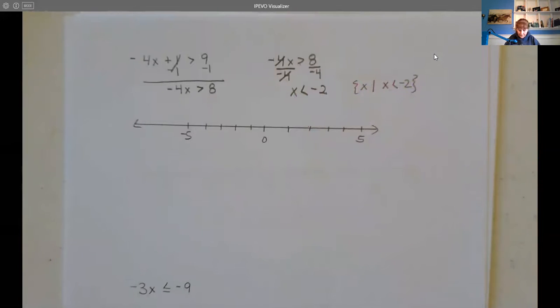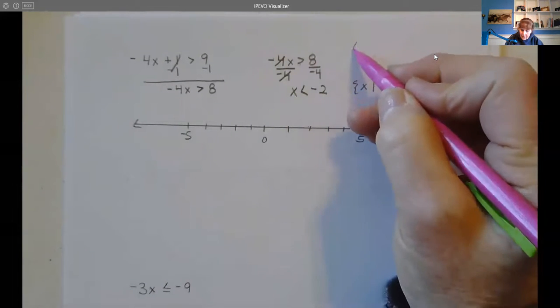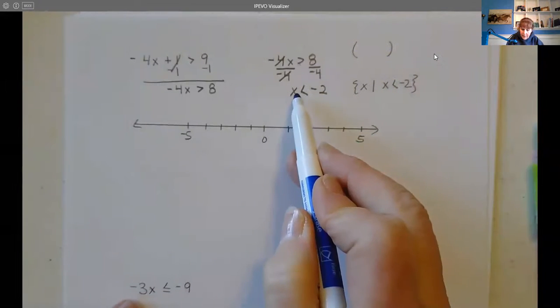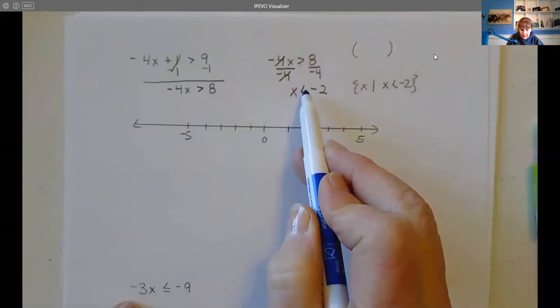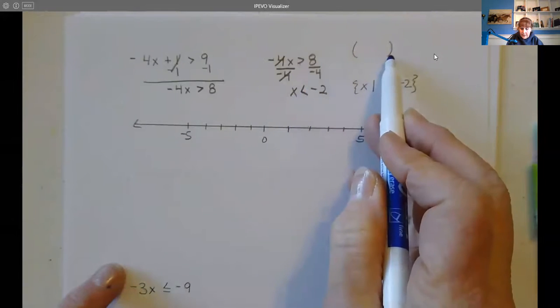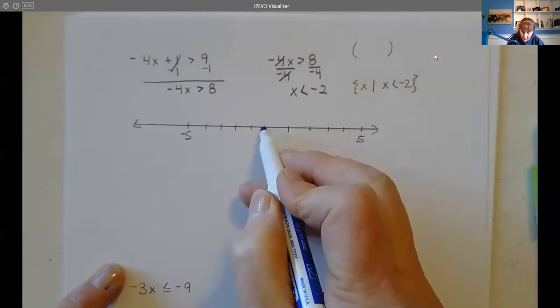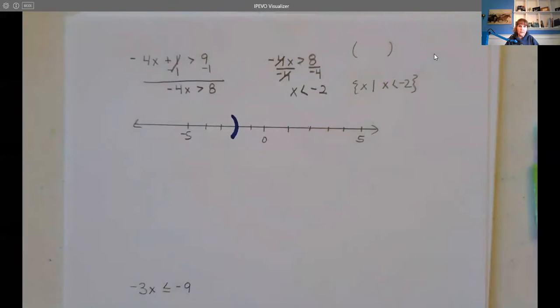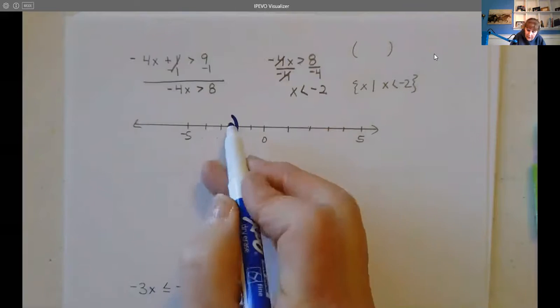Now let's graph it. We're going to go to the -2. On the -2, we're going to either do a parentheses or a bracket. Because there's no equal sign, we'll do a parentheses. What direction will the parentheses face? To the right or to the left? That's what you need to decide. Well, because our answers are going to be to the left because they're less than, our parentheses will face that direction. So we'll go to our -2, and the parentheses will face that direction. That's also the direction of our arrow.